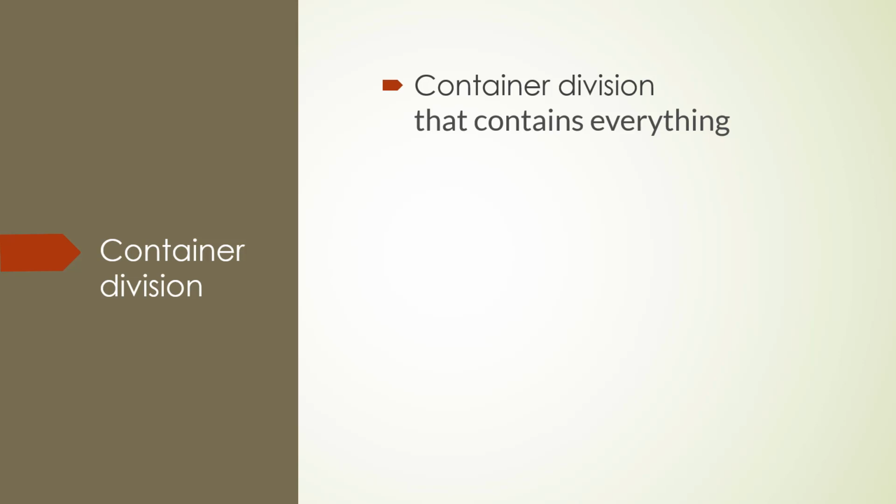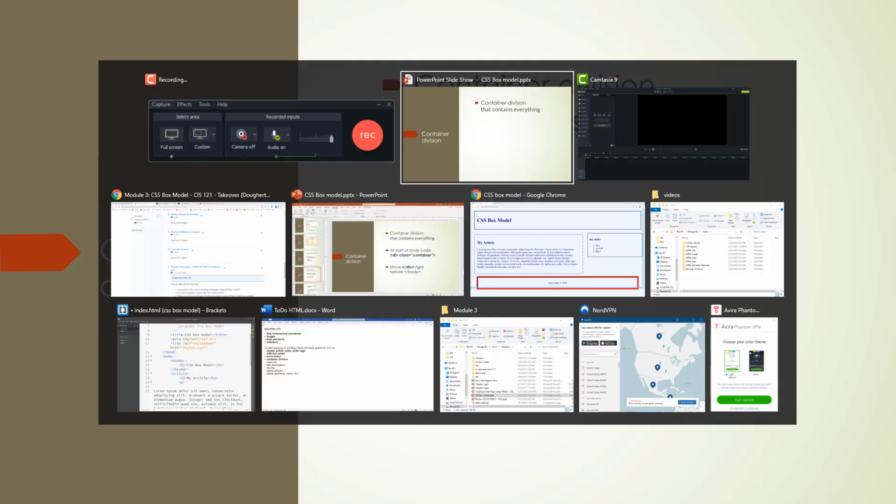This video discusses how to create a rule set for a class. In particular, how to fulfill the requirement on the homework as to create a container division that contains everything and then rewrite a rule set for that container division. So the requirement here is to have a container division that contains everything. So let's see how we can do that.